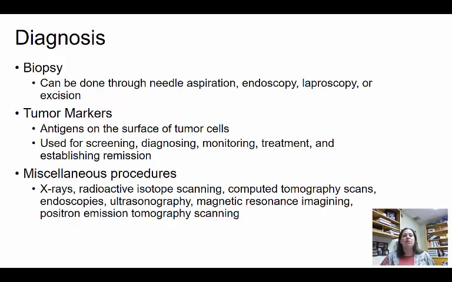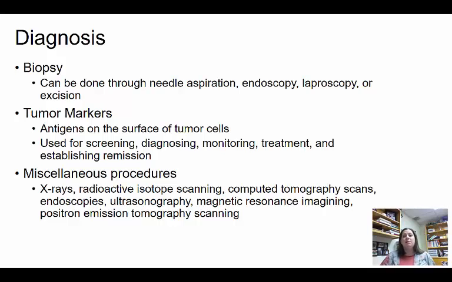They could use them for diagnosis, monitoring to see if your tumor markers are going up or down based on your treatment. This could determine what kind of treatment you might need. And then also this is what helps them establish if the patient is in remission. If their tumor markers are low or non-existent, we would say that the patient is in remission.